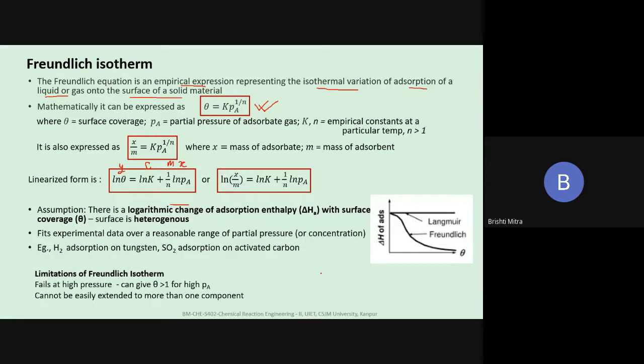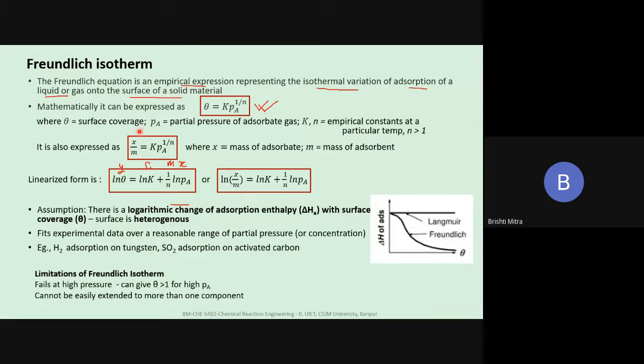So here we have seen that it fits experimental data over a reasonable range of partial pressure or concentration. And what kind of species are seen to follow this? We have seen that when we adsorb hydrogen on the surface of tungsten or sulfur dioxide on the surface of activated carbon, the behavior is such that it follows the Freundlich isotherm.